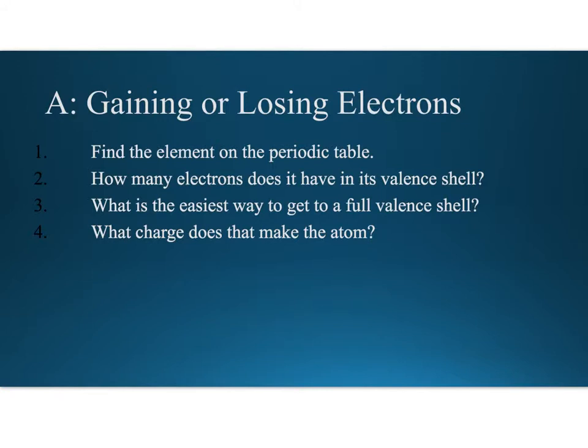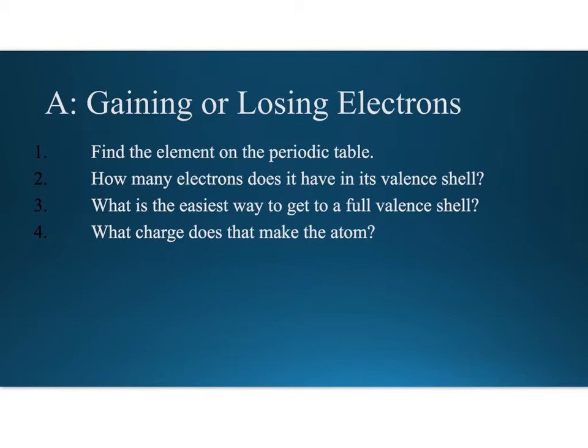Step number 2, how many electrons does that element have in its valence shell? Remember that valence means outside. Okay, so if you don't remember how to find that, you're going to have to draw the full Bohr model, which is the circles, and put all the electrons in where they're supposed to go and figure out how many are in that outside shell.